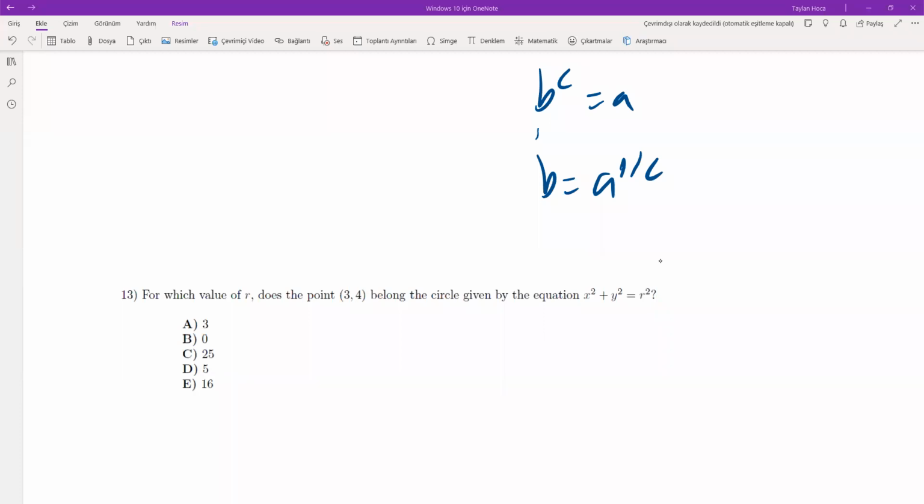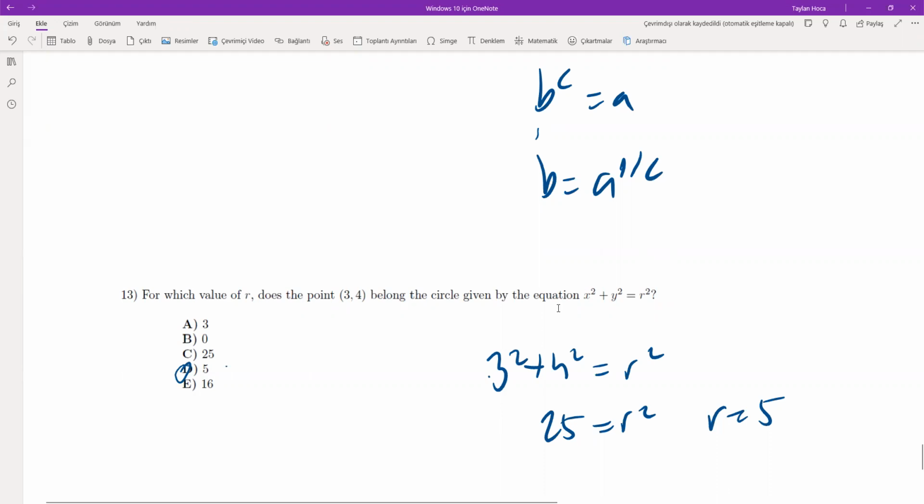So you did what? You did 3 squared plus 4 squared is R squared. So 25 is R squared. So R is 5. Okay? So as you can see, the solution can be very, very easy. So it is D, 5. Let's go. Okay, I like these ones.